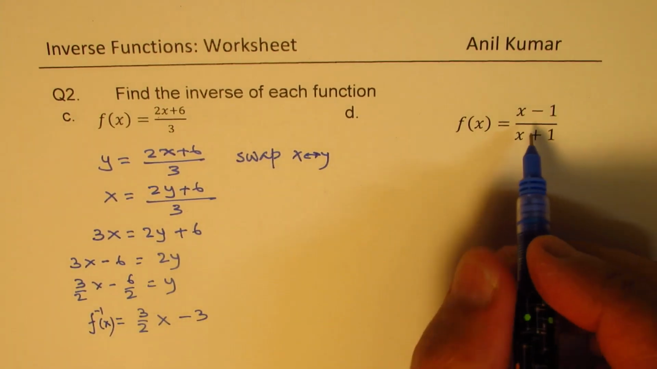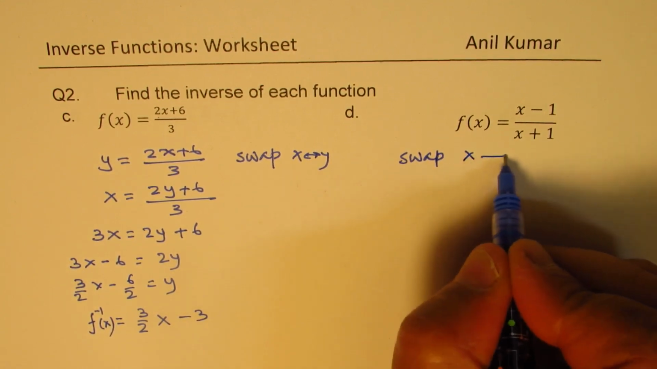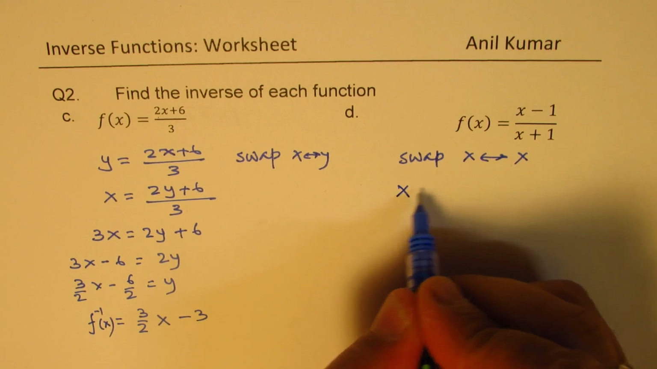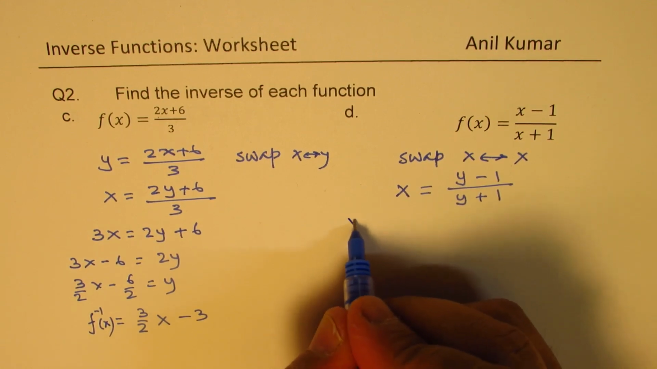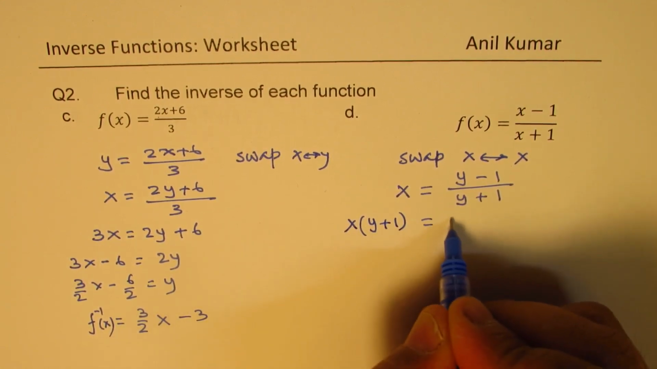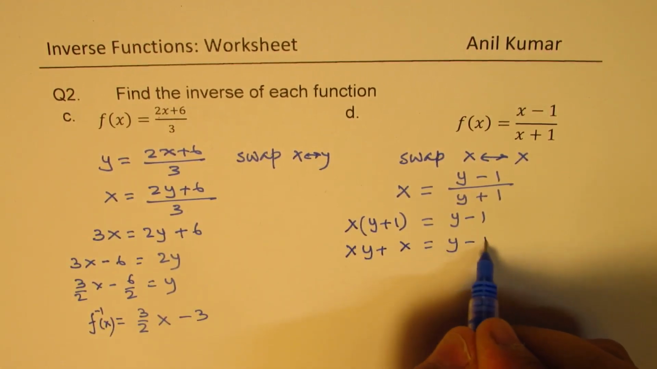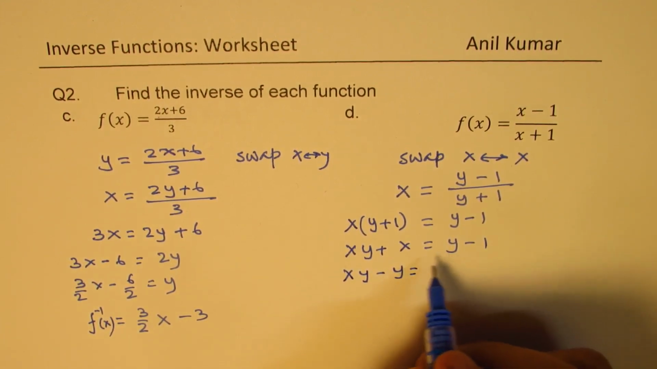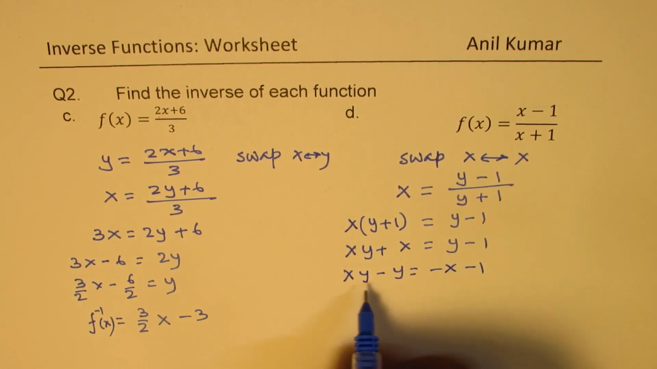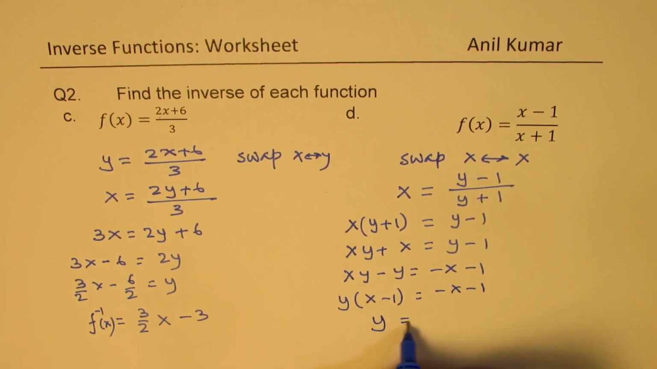Let's do the next one. So here we'll swap and write x for y and y for x to find the inverse. So we get x equals y minus 1 over y plus 1. Cross multiply. x times y plus 1 equals y minus 1. So we get xy plus x equals y minus 1. Bring the y's to the left side. So we get xy minus y equals minus x minus 1. And now we can take y common. We get y times x minus 1 equals minus x minus 1. And y equals minus x minus 1 over x minus 1.